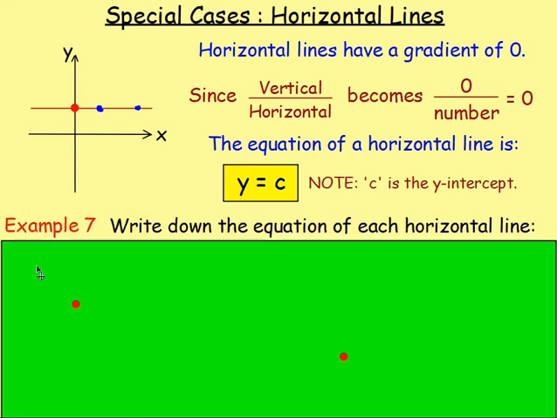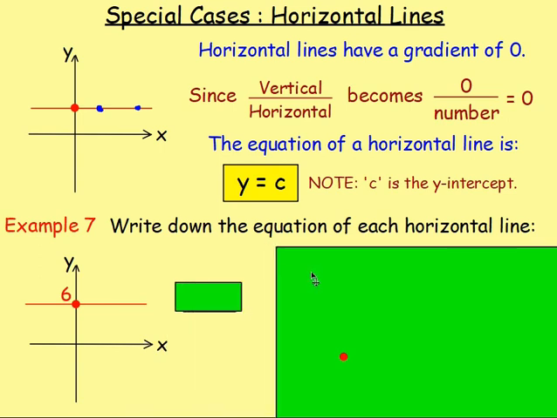Let's look at these two examples. So write down the equation of each horizontal line. You can see for this one, there's your x-axis, there's your y-axis. This horizontal line is passing through this point here at 6. You could imagine that point as 0, 6, because you can see you're going along 0 and you're going up 6. And because of that, that there is your y-intercept, which you can clearly see anyway, as 0, 6. Because it's a horizontal line, the equation will just be y equals 6. You got it. Well done. It is just y equals 6.